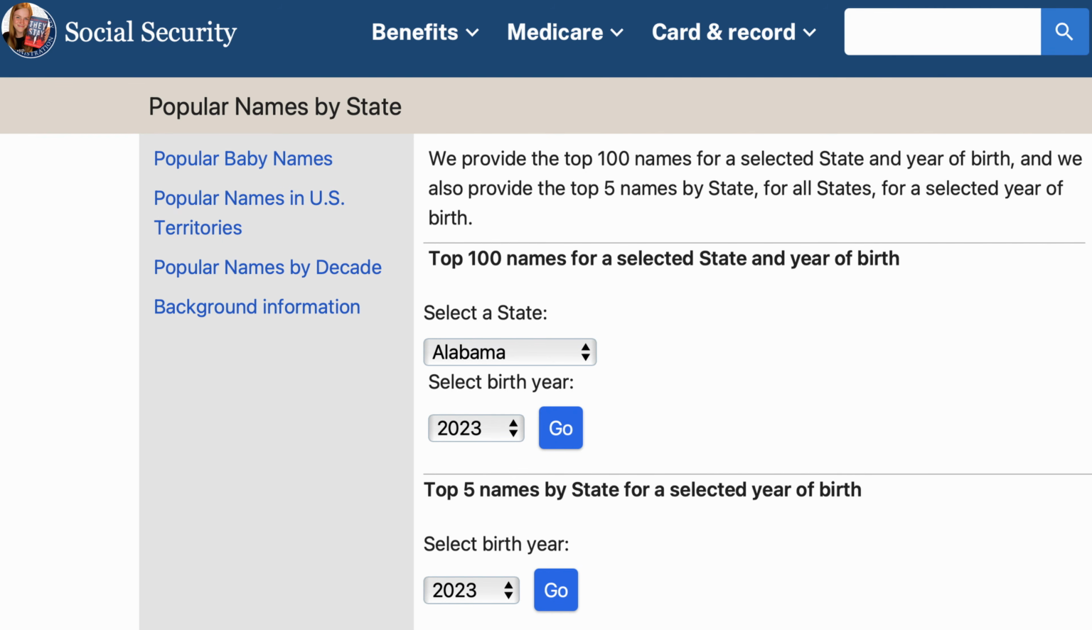One resource I really like using, because I write fiction based in the United States, is the Social Security website. It will give you a list of the top 100 most popular names by state and by birth year, and that gives me a place to start. I really like using those for filling out my extended cast in a certain place.